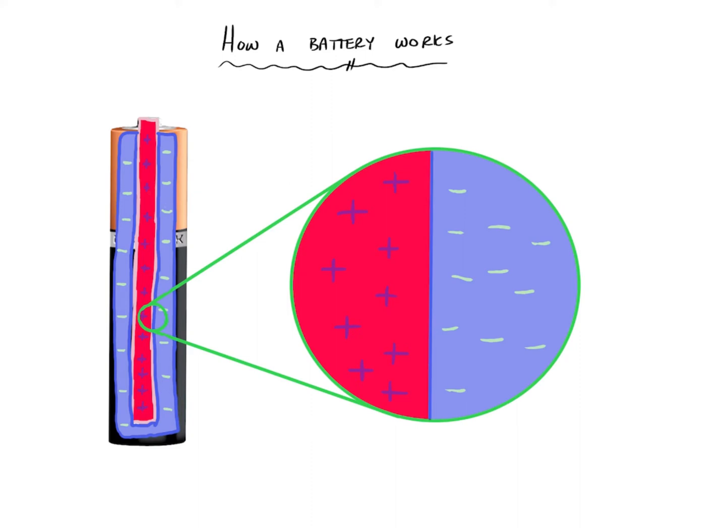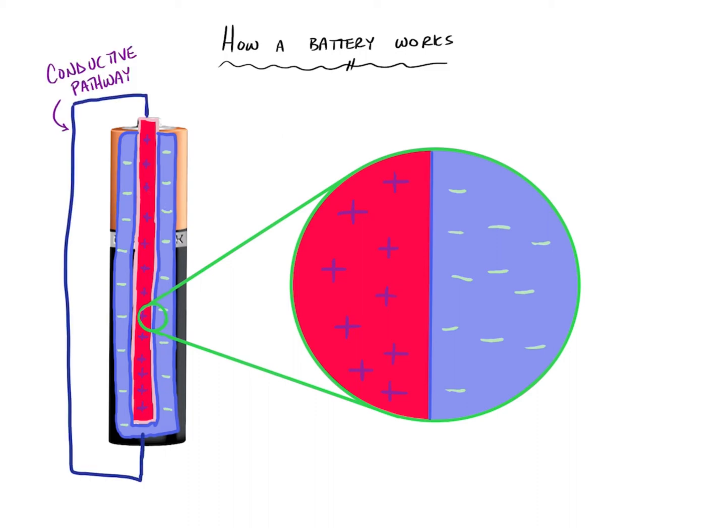All right, so let me show you in a little more detail. If we connect both sides of that battery with a conductive pathway, you'll notice at the top that conductive pathway is in contact with the positively charged rod, and on the bottom it's connected with the negatively charged region. So what's going to start to happen is electrons, they're crammed into this negatively charged lavender section.